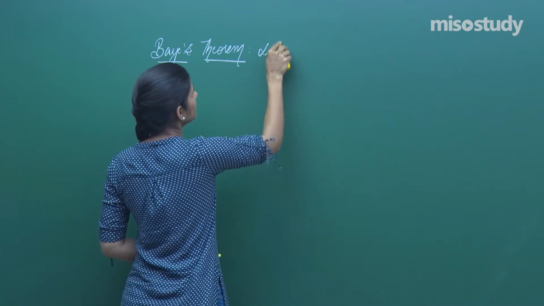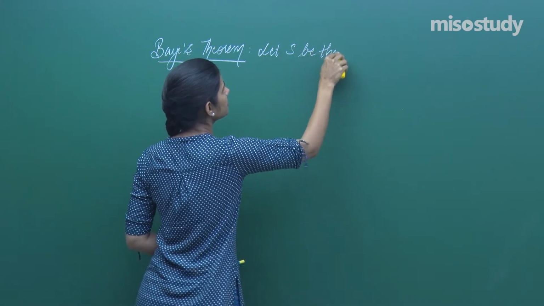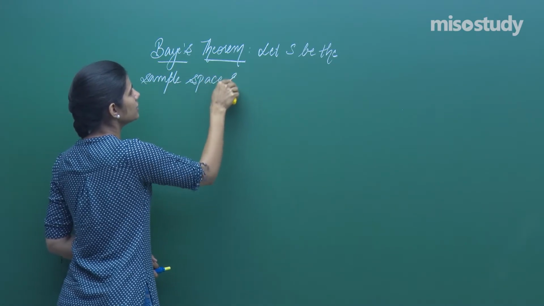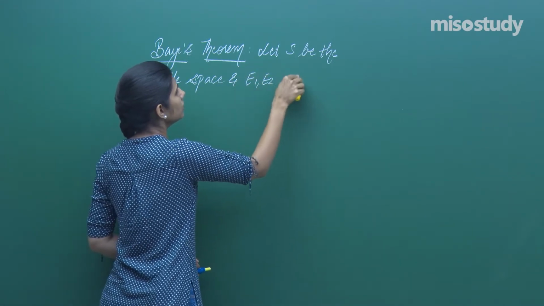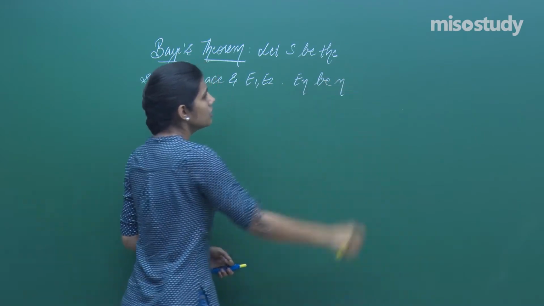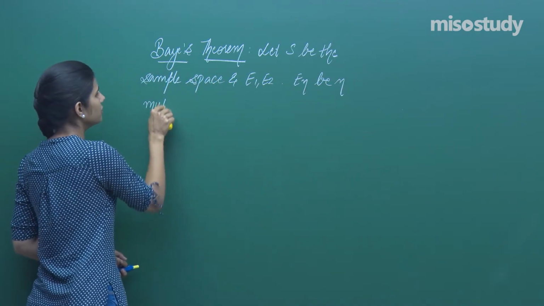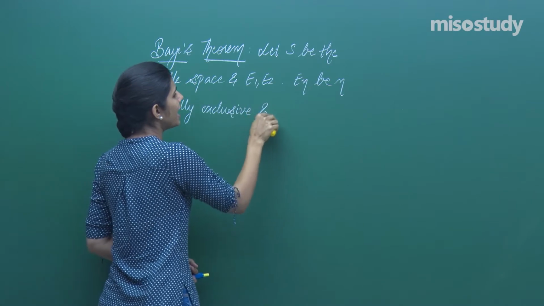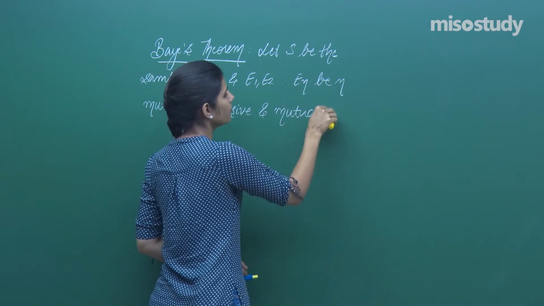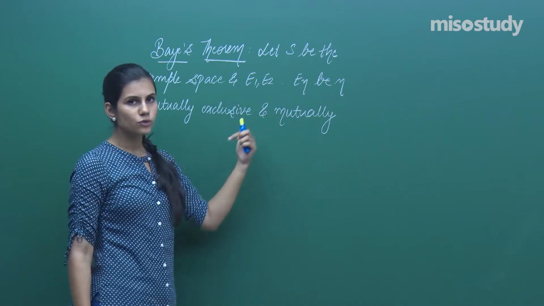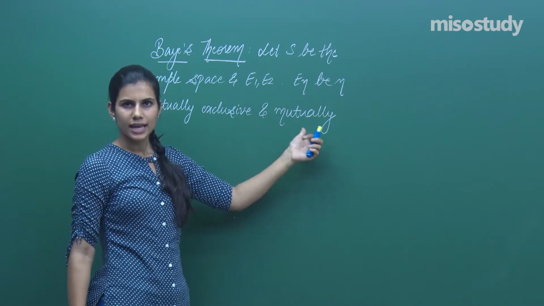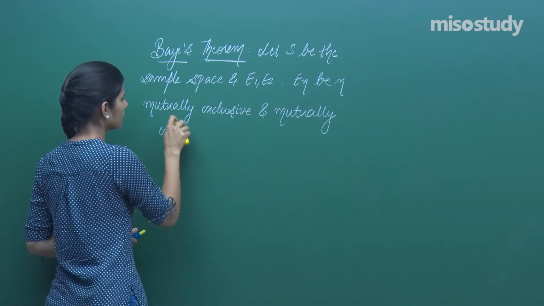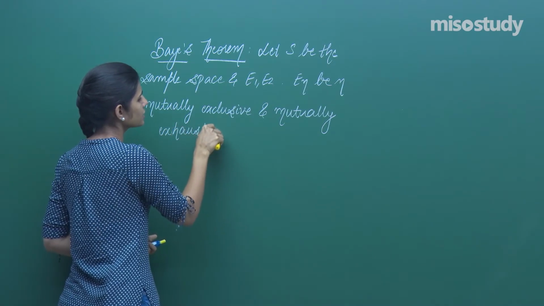It says that let S be the sample space, and E1, E2 and so on till En be n mutually exclusive and mutually exhaustive events. So I hope you remember the meaning of both these terminologies. When do you say that a set of events is mutually exclusive? When do you say that a set of events is mutually exhaustive? And when do you say that a set of events is mutually exclusive as well as mutually exhaustive? Now this set of events is mutually exclusive and mutually exhaustive.